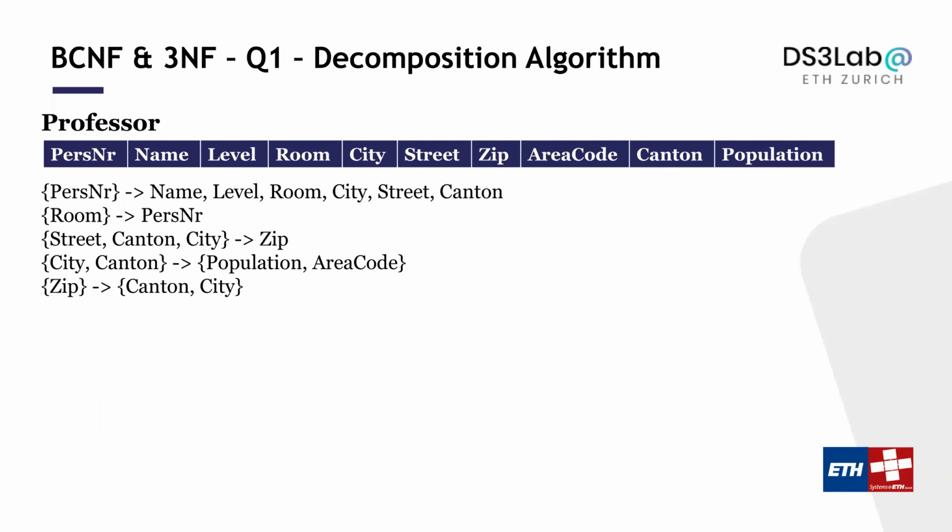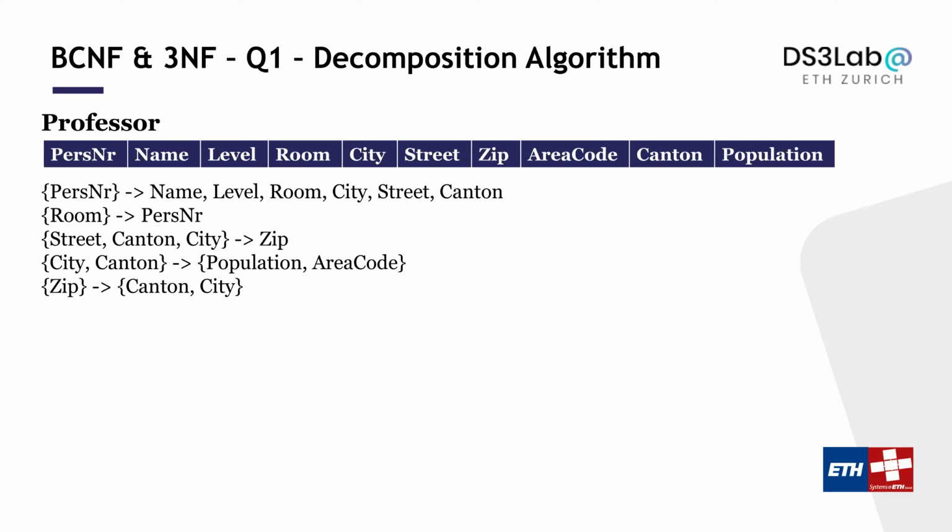So now let's look at one example. Assuming we have a professor relation that looks like this, which is a very large relation. You have the personnel number, the name, level, room, and the address: city, street, zip code, area code, canton, population. Assuming this is a very large relation that we call professor.